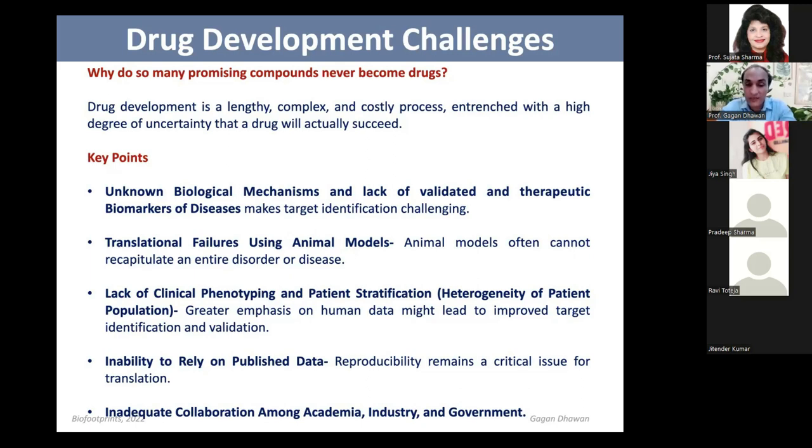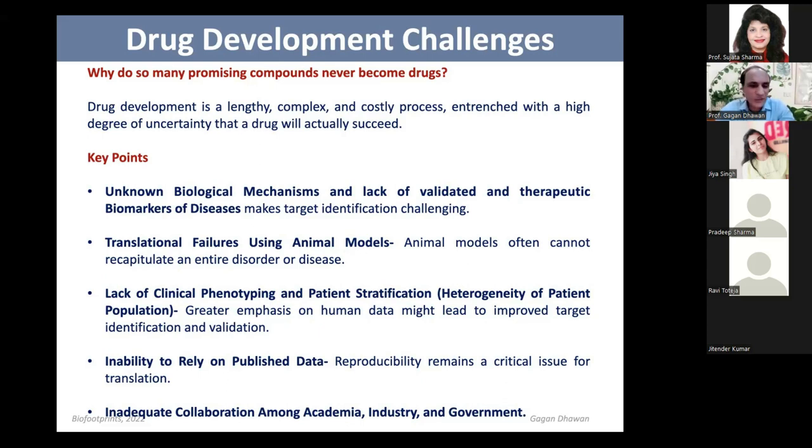So key points to learn whenever you are doing your research as a student. So you have unknown biological mechanisms. First of all, you should know the mechanism which you are trying to inhibit, and lack of validated and therapeutic biomarkers for disease. Very, very important, challenging task is there. There are also translational failures using animal models. हम हर चीज एनिमल मॉडल्स पे करने की कोशिश तो करते हैं, जब ह्यूमंस पे आती है तो जरूरी नहीं है वो सारी की सारी चीजें ह्यूमंस पे भी बिल्कुल ठीक वैसे ही फॉलो हो जैसे आपने एनिमल मॉडल्स पे किया था. So animal models cannot recapitulate an entire disorder or a disease. And there is lack of clinical phenotyping and patient stratification. So greater emphasis on human data might lead to improved target identification and validation.